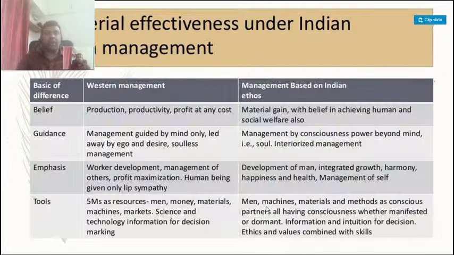Managerial effectiveness under Indian ethos and management. So there is a comparison between Western management and management based on Indian ethos, or Eastern management. Belief: production, productivity, profit at any cost. What is the capitalist model of Western management, or you can say the USA? The USA completely follows a capitalist model, completely based on meritocracy. If you have the capacity, if you can produce a product which customers are ready to buy, and you are able to make a profit, make it.